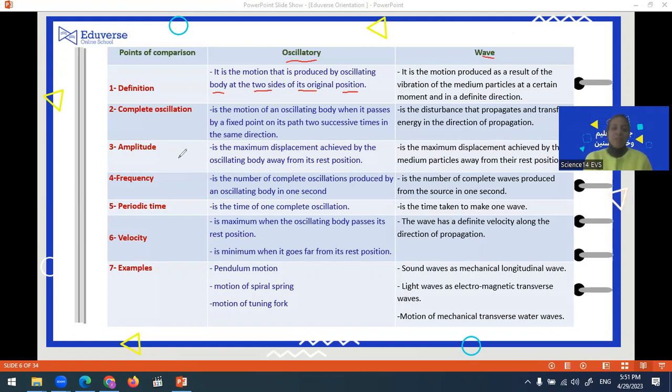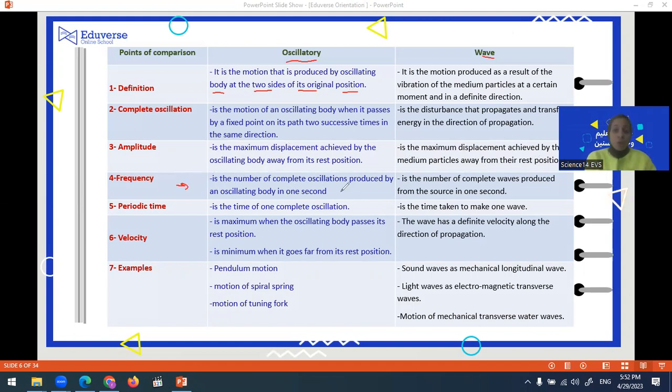Okay, amplitude. It is the maximum displacement achieved by the oscillating body away from its rest position when I'm talking about the oscillatory motion. What about the wave? Also, it's the maximum displacement achieved here by the medium particles away from their rest position.